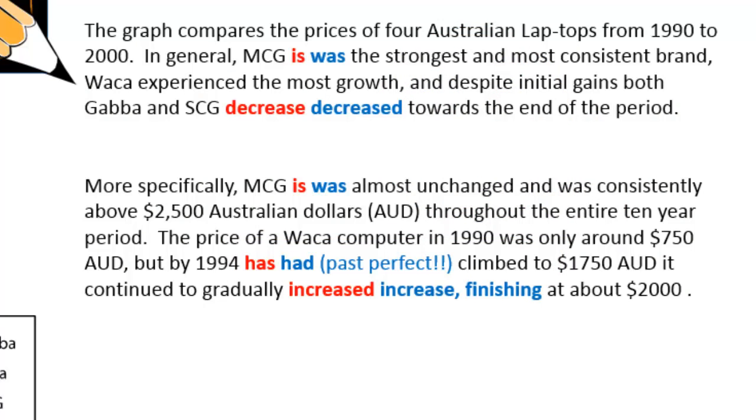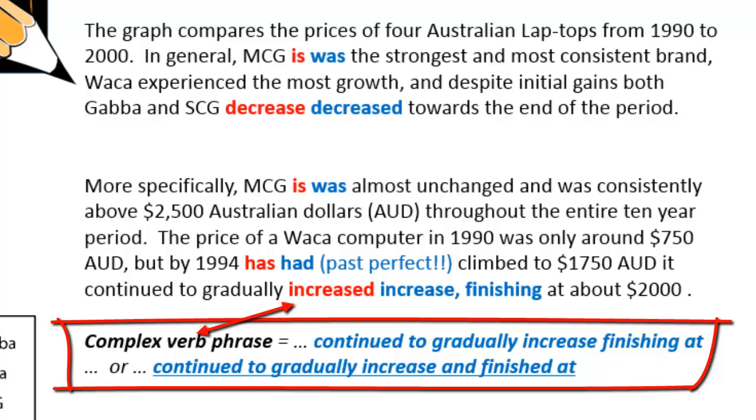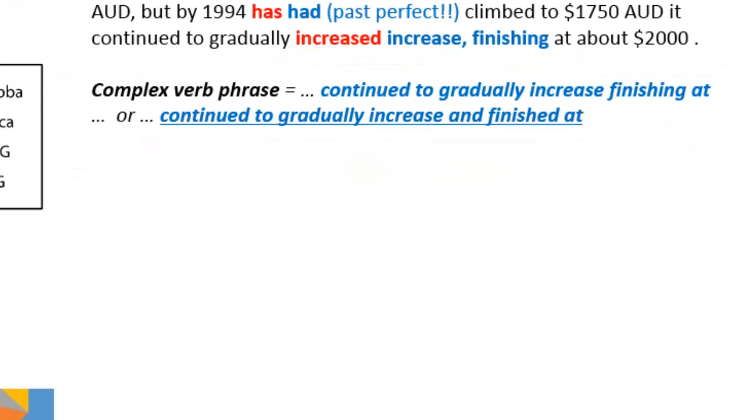And this next sentence is quite complicated grammar. It continued to gradually increase, not increased, finishing at about 2000. So this is a complex verb phrase. This is high-level grammar. If you got this correct, this is very good. Unfortunately, the candidate's got one of the words in the verb phrase wrong. But if you got it correct, good job. This would be excellent.